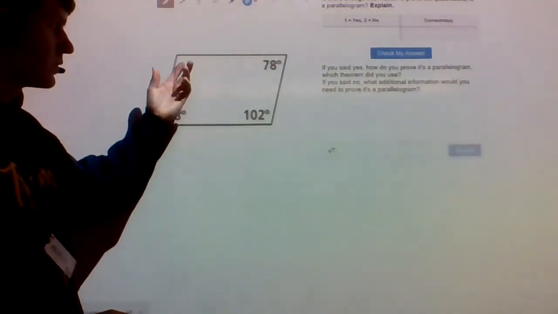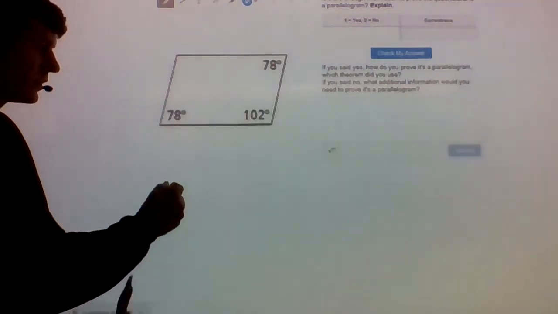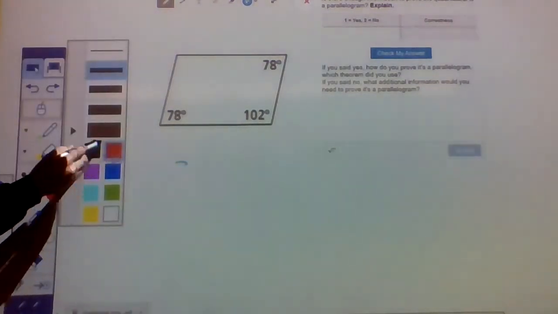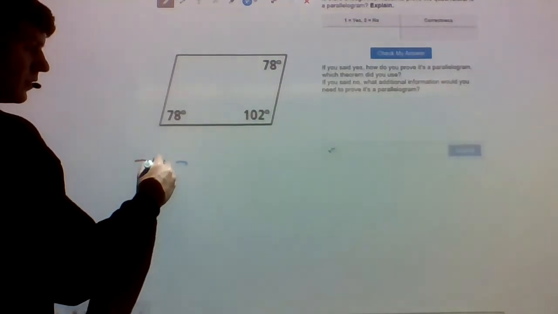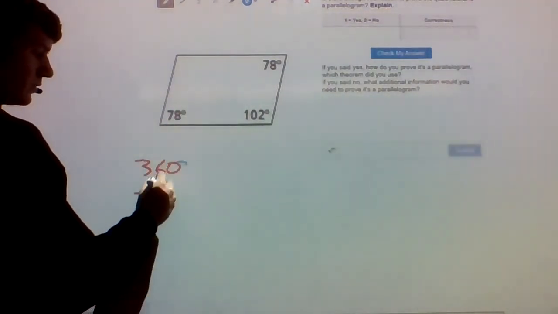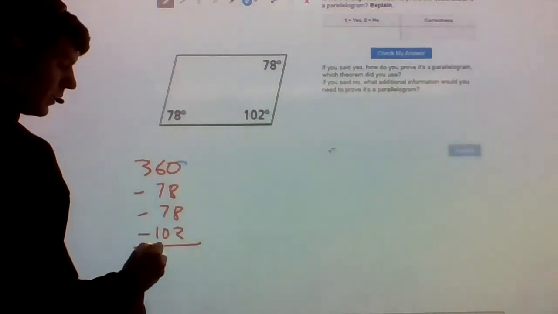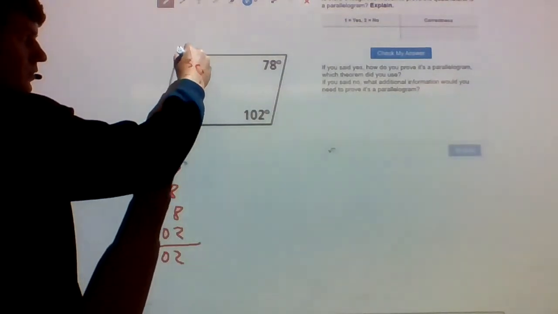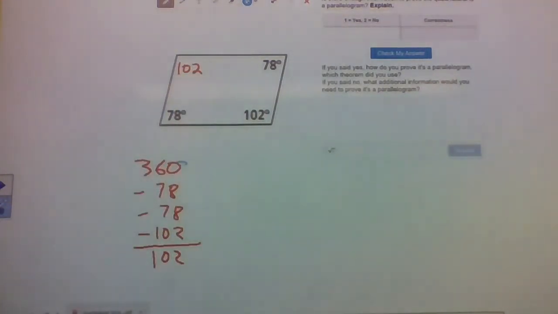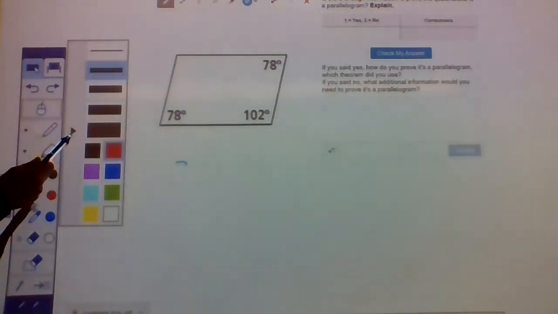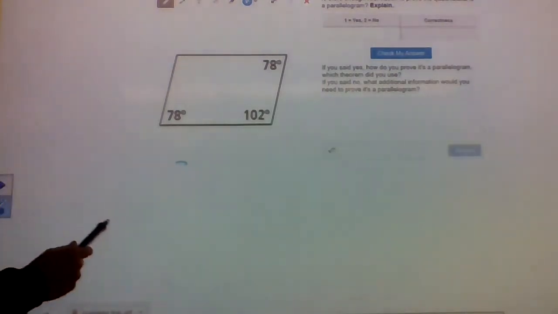But I mean, we can find this one's going to be 102, right? The four angles of a quadrilateral add up to 360. So if we did 360 minus the other three angles, so minus 78, minus 78, minus 102, we're going to end up with 102. So it's essentially the same thing as I'm saying with different words, right? The consecutive angles here are all supplementary. Right, so consecutive angles supplementary for this one. And we got one more of these.